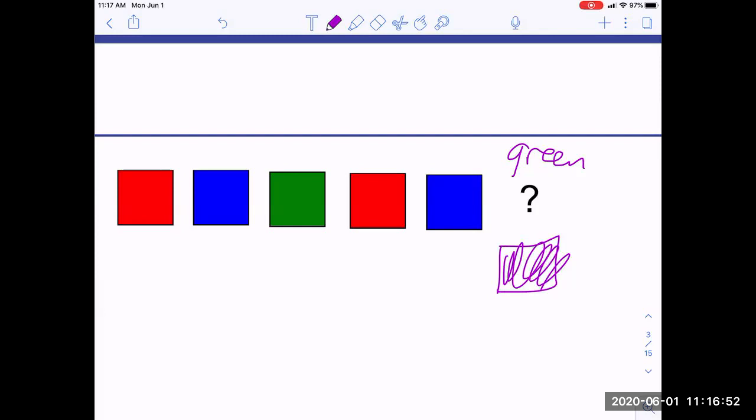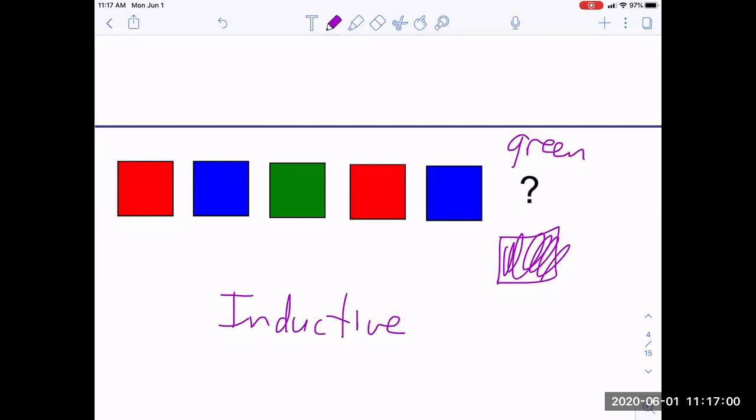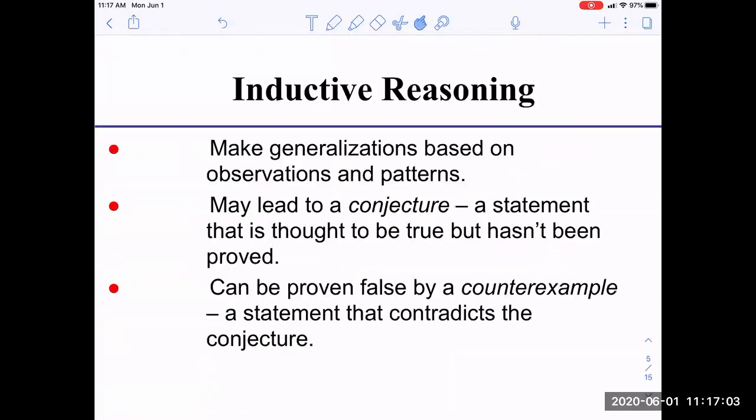So the kind of reasoning we just did is called inductive reasoning. Here's our definition. Notice we looked at the pattern and it looked like green should come up. That was our conjecture, that green was going to be the next block, but it wasn't. We had a counterexample where the next block was purple, and so that contradicted the conjecture. And that's the thing with inductive reasoning, one counterexample will blow the whole thing up.